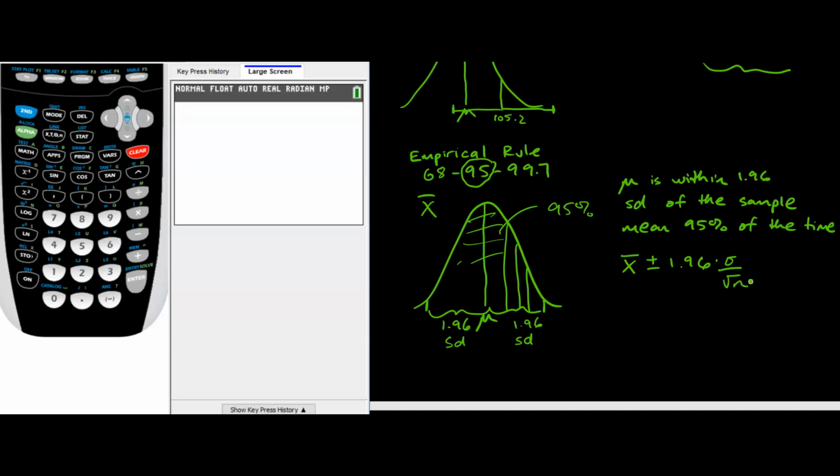And so what we're saying is mu, what we're trying to estimate, is somewhere in this interval 95% of the time. So that means for 95% of sample means, this interval that you see right here, x bar plus or minus 1.96 times sigma over root n, for 95% of sample mean IQs, this interval will contain mu. We call this a 95% confidence interval.